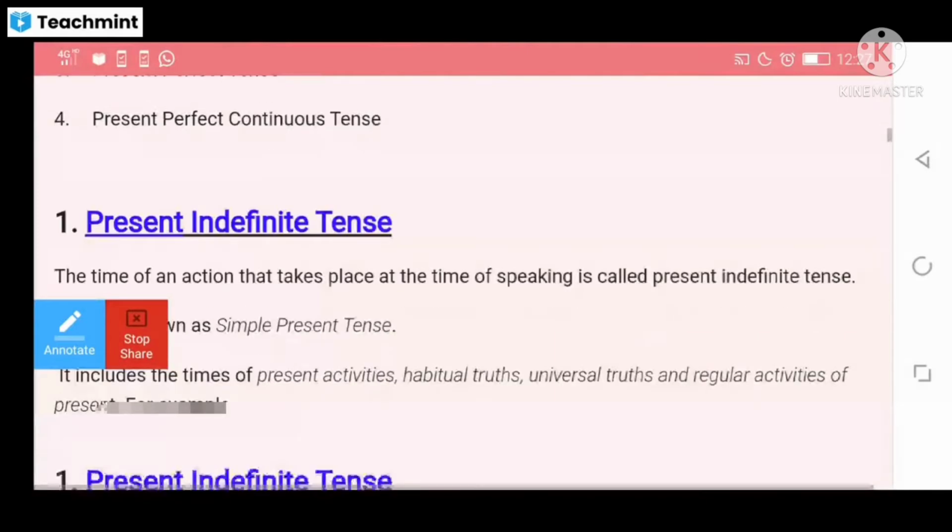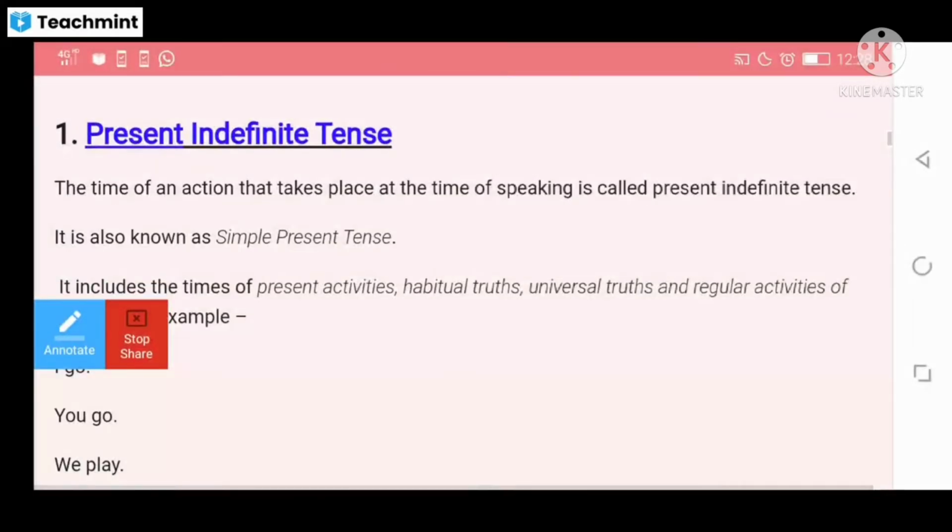What is present indefinite tense? The time of an action that takes place at the time of speaking is called present indefinite tense. Yeah, I'm happy to tell you that the time of an action that takes place at the time of speaking is called present indefinite tense. It's also known as simple present tense. Of course, many people say simple present tense. That means present indefinite tense is also called simple present tense.